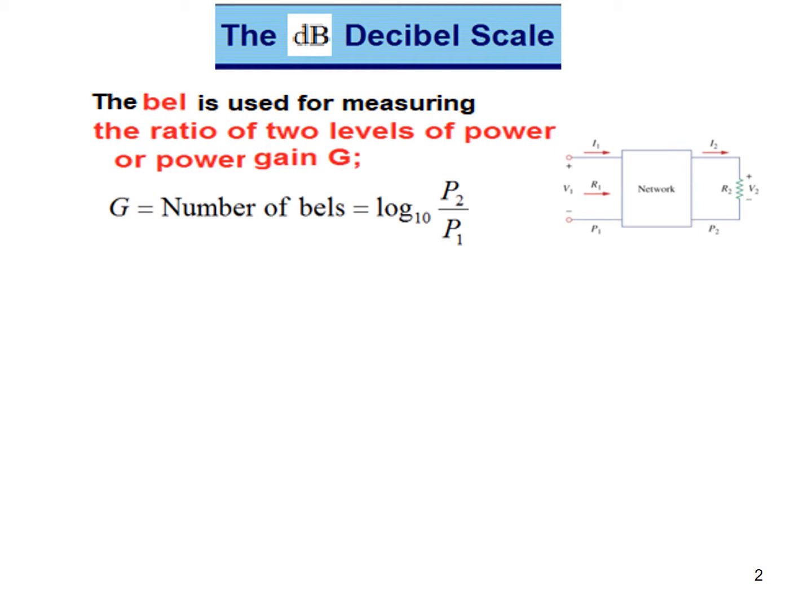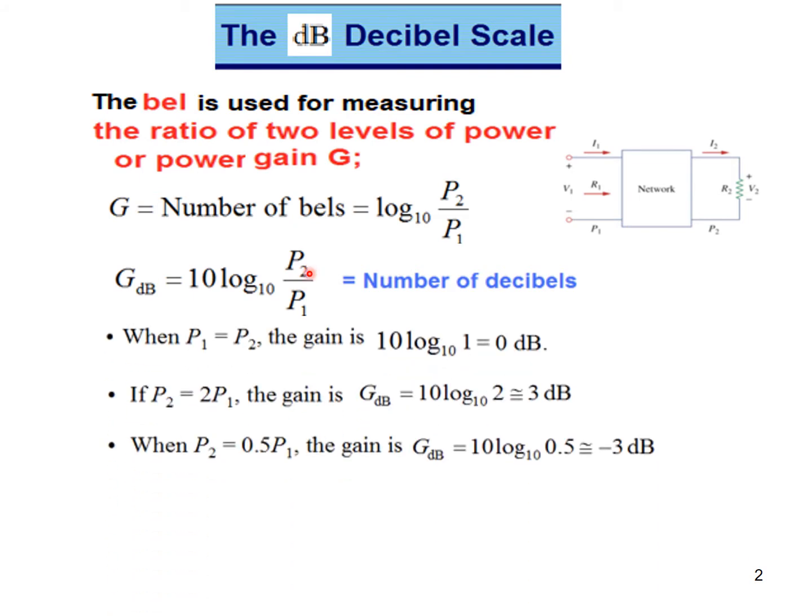But this is a large quantity, so we go one scale down and we call it decibel. So decibel, dB, is 10 times log base 10 of the output power over input power, and this is very commonly used, decibels or dB.